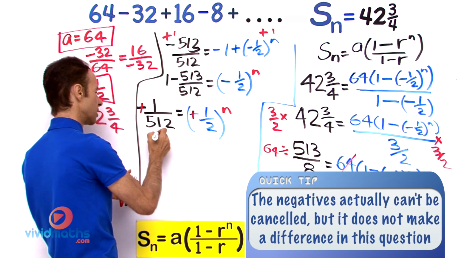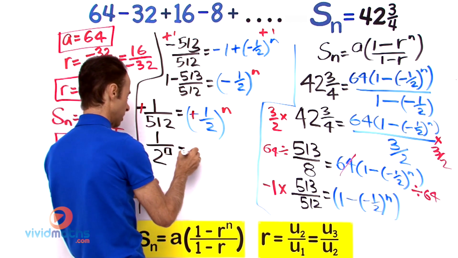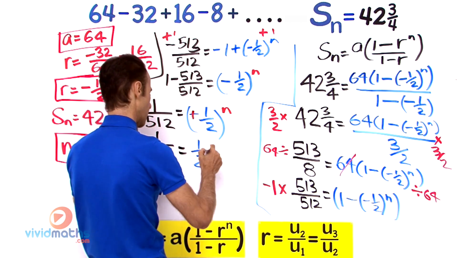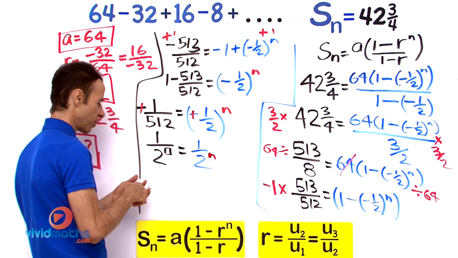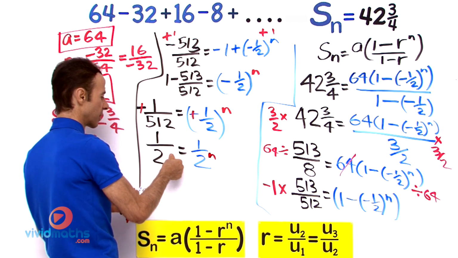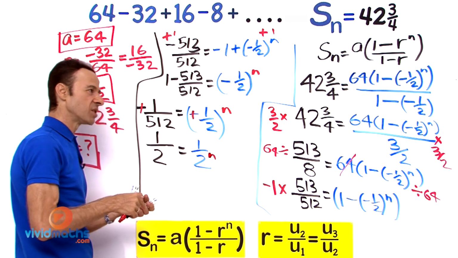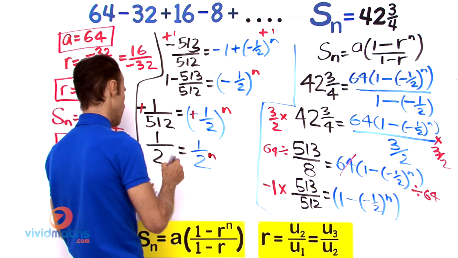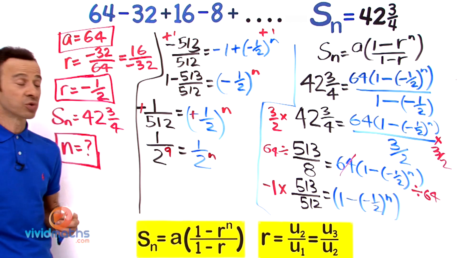Well, 1 over 2 to the power of something is going to give me 1 over 2 to the power of n. So that's something, what could it be? We want to get 512. So that's clearly going to be 2 to the power of what? On your calculator, 2 to the power of 7 doesn't work, 2 to the power of 8 doesn't work, but 2 to the power of 9 works. 2 to the power of 9 is 1 on 512.